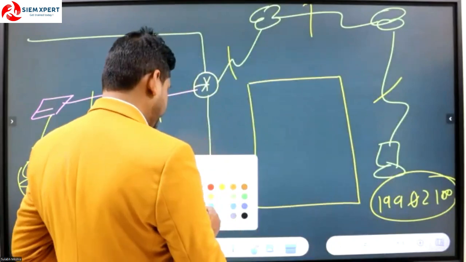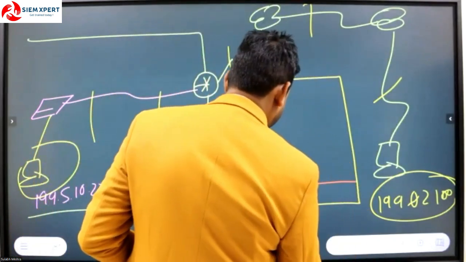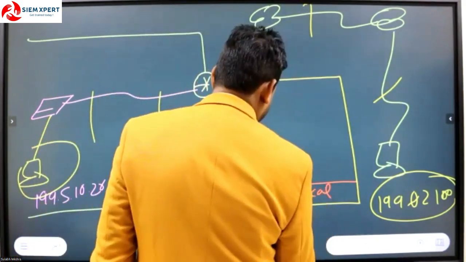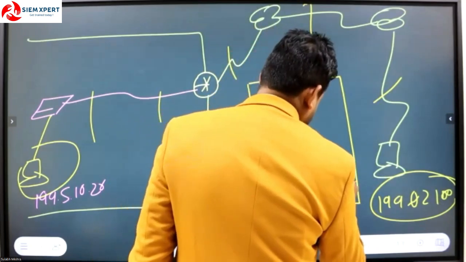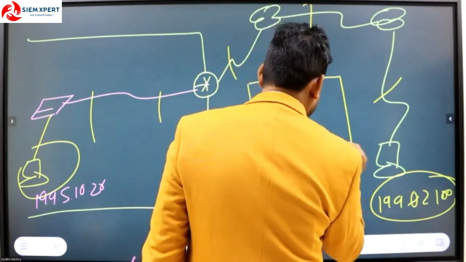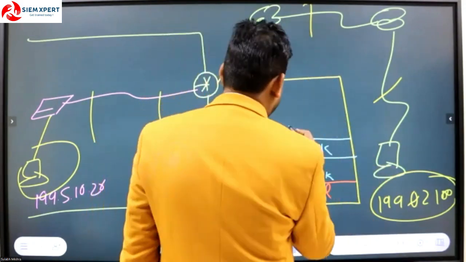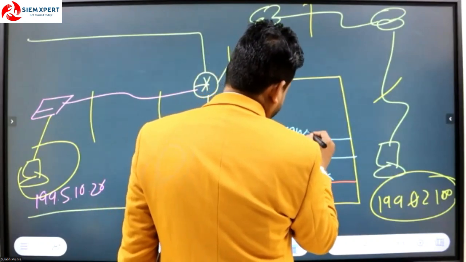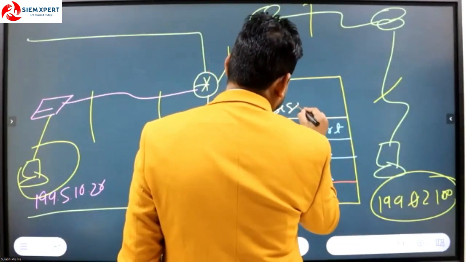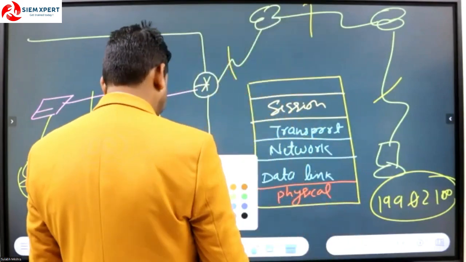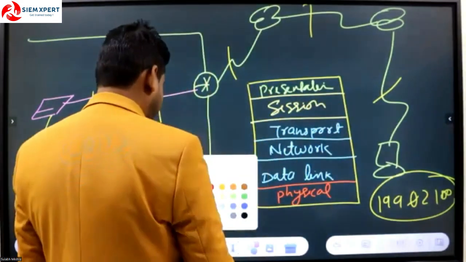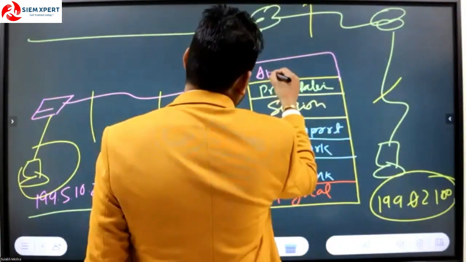What are those layers? Layer 1 is the physical layer. Then the data link layer. Then the network layer. Then the transport layer. Then the session layer. Then the presentation layer. And the last, layer 7, is the application layer.